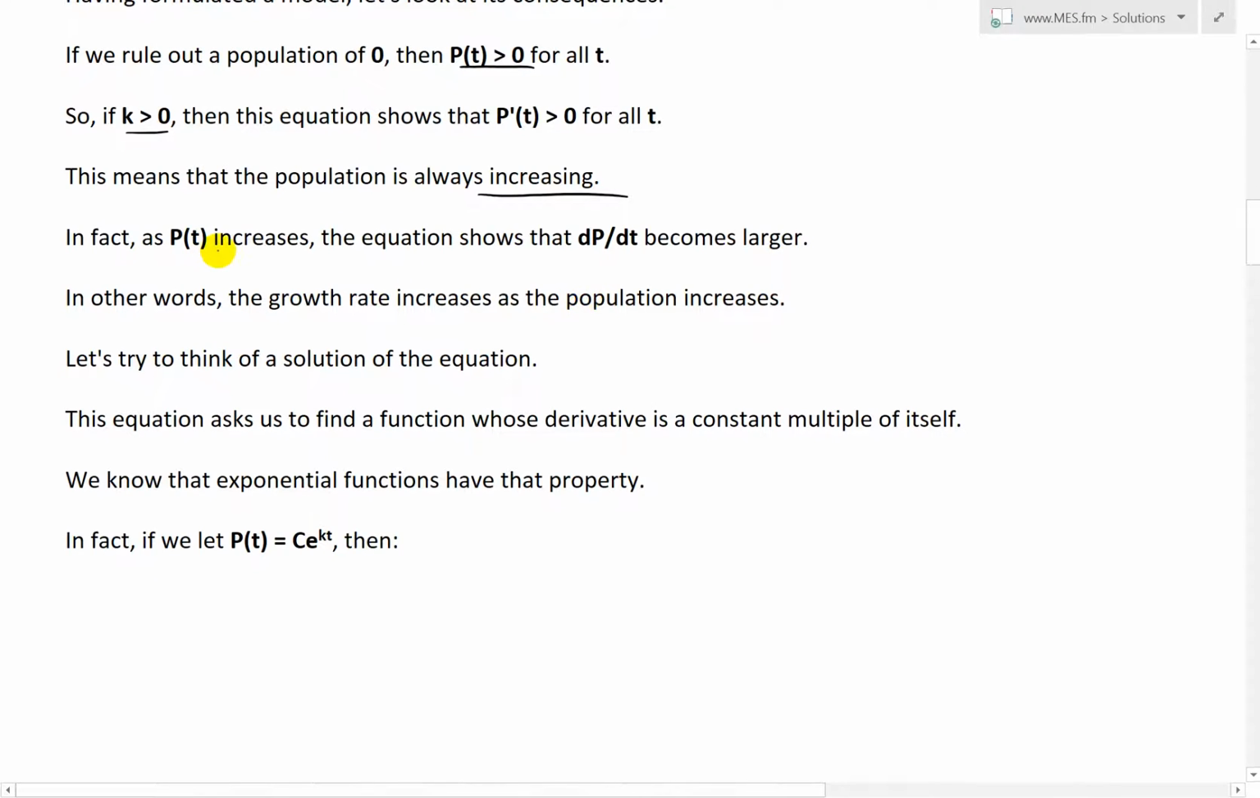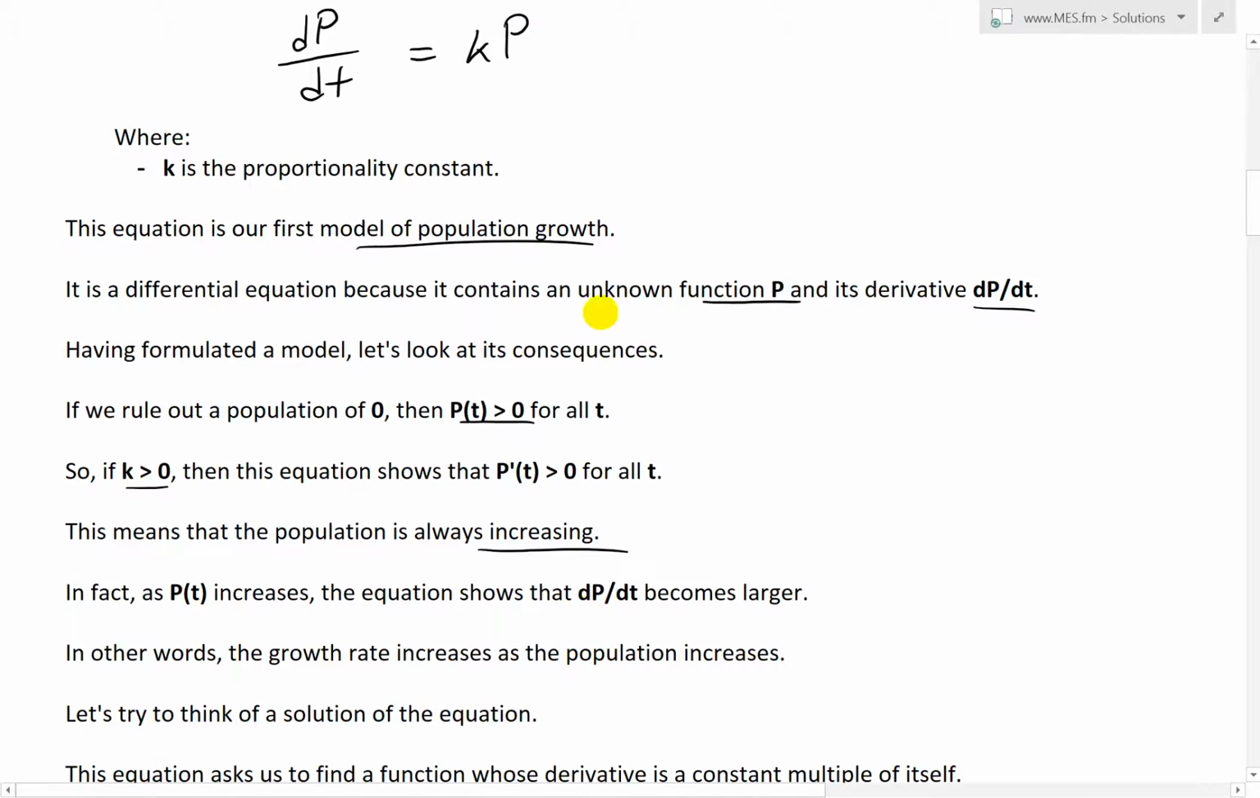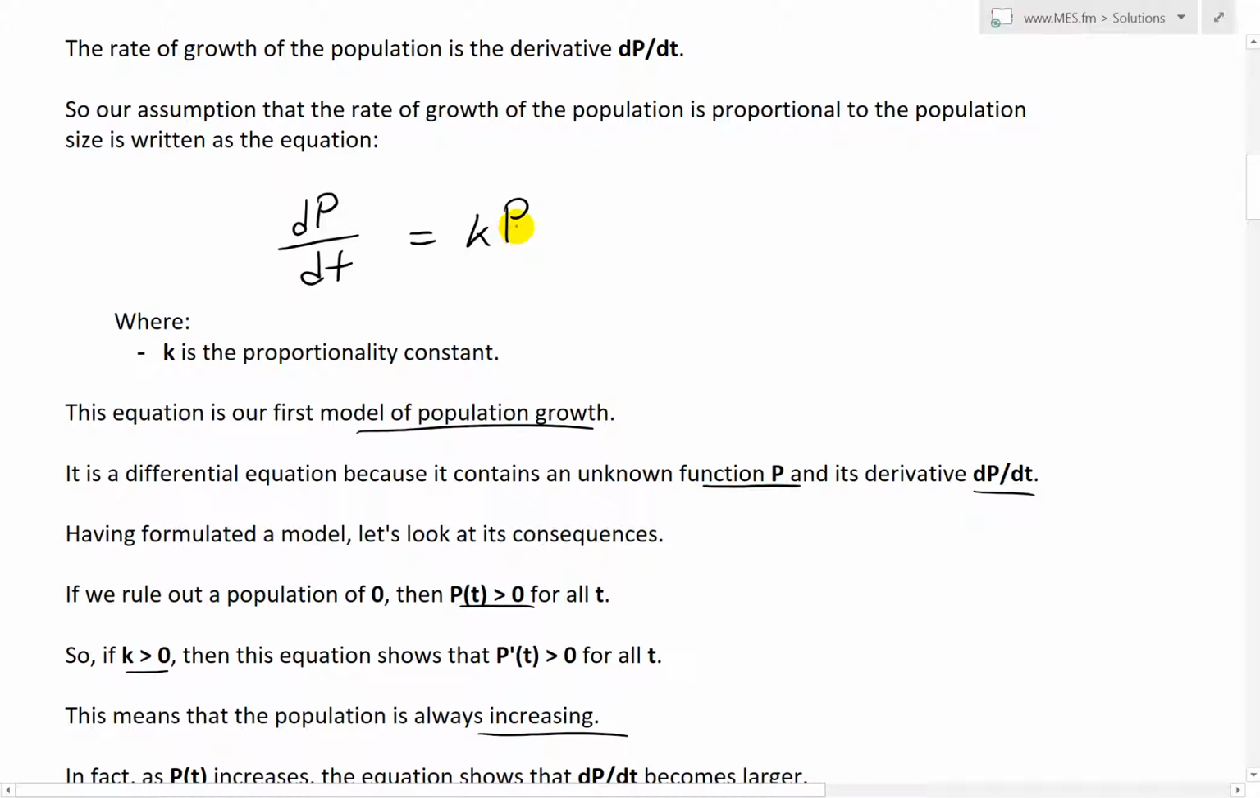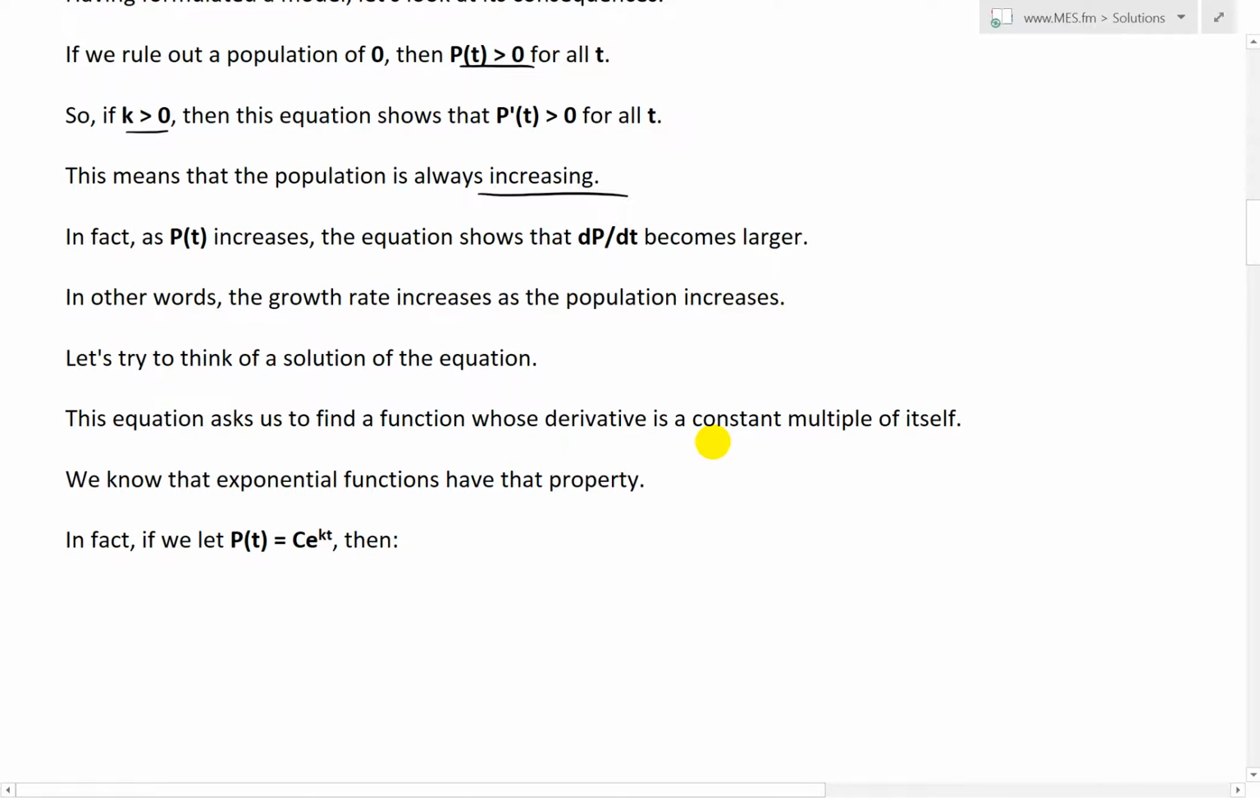In fact, as p of t increases, the equation shows that dp over dt becomes larger. Since the derivative is related to the population, as p gets bigger and k is constant, the rate gets bigger, and basically it just keeps increasing. In other words, the growth rate increases as the population increases.